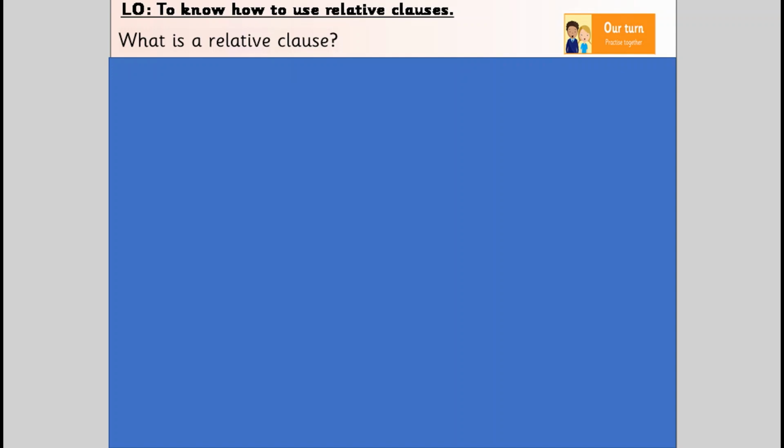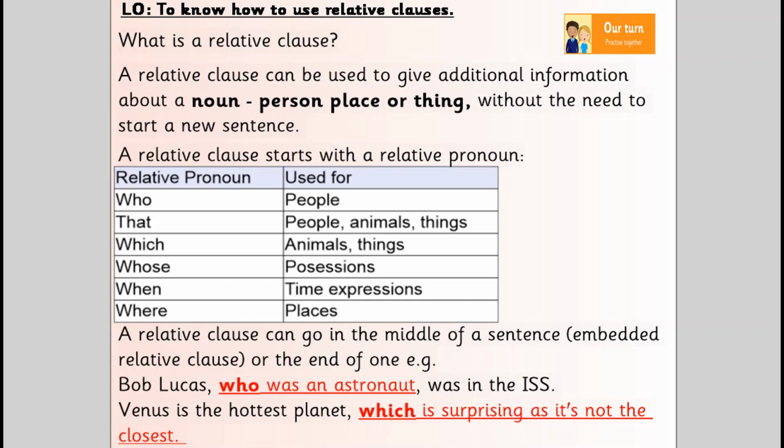Okay, welcome back. Hope you've had some time to think about what a relative clause is, and now it's my turn to explain to you what it is. So a relative clause can be used to give additional information about a noun, which is a person, place, or thing, without the need to start a new sentence. So a relative clause starts with a relative pronoun. So these are the relative pronouns. Who, that, which, whose, when, and where.